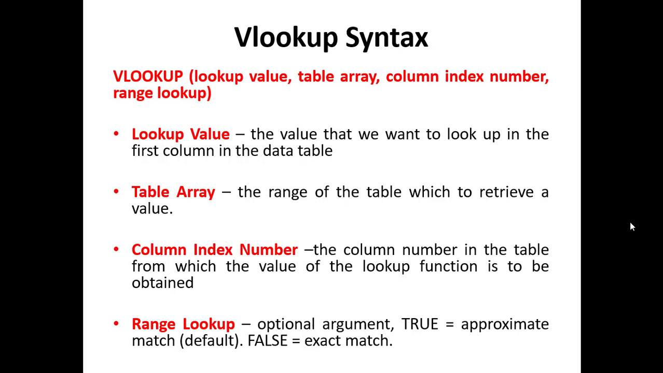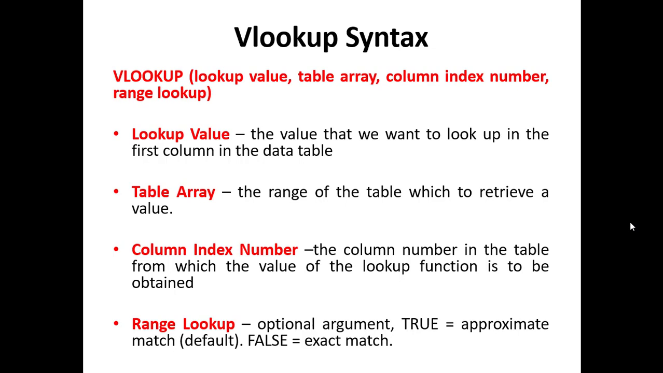Then the column index number is the column number in the table from which the value of the lookup function is to be obtained. That means now, by looking at the value given in the first column, which column's information should you generate to get the result? So that will be the result of what we are going to generate from the given table.